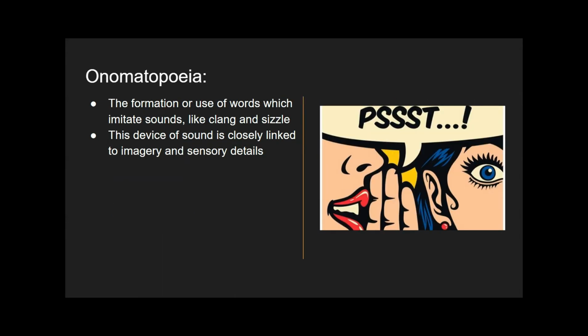The next thing is onomatopoeia. So this is the formation or use of words which imitate sounds like clang, sizzle, or if you're describing a fight, bang, bang. The device's sound is closely linked to imagery and sensory details. The more you use onomatopoeia, the more your reader is going to understand and be able to place themselves where your poem takes place.